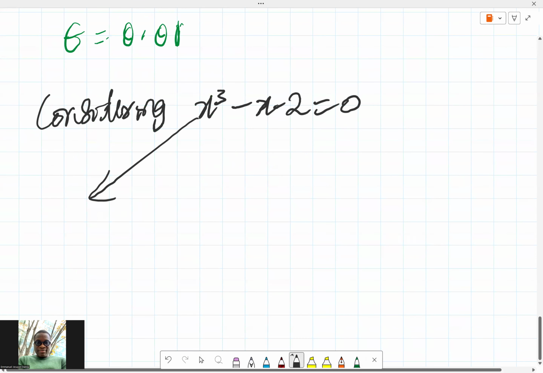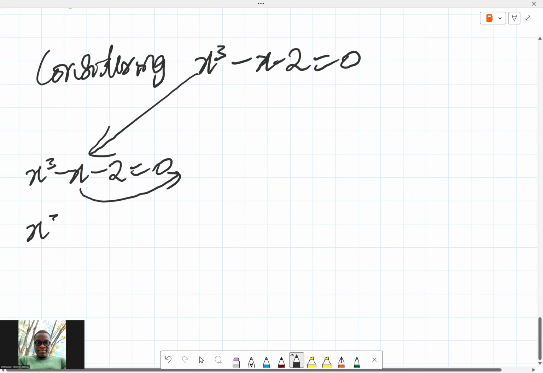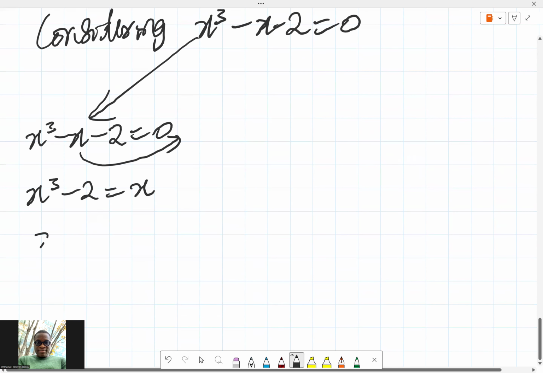This can actually be expressed as x cubed minus 2 equals x. Or let me just start from the beginning so I can do every step. So x cubed minus x minus 2 equals 0. You can transfer x to the other side, right? So you have x cubed minus 2 equals x. So at the end of the day, you can say x is equal to x cubed minus 2.